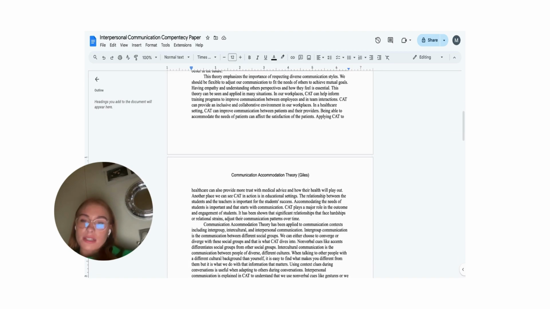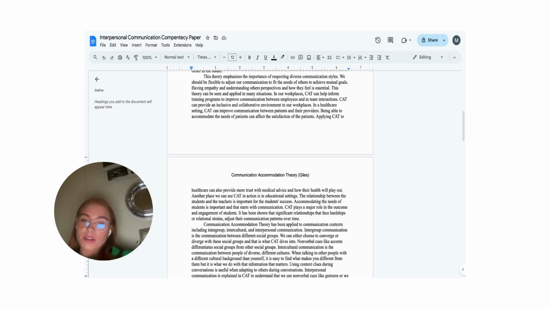This theory emphasizes the importance of respecting diverse communication styles. We should be flexible to adjust our communication to fit the needs of others to achieve mutual goals. Having empathy and understanding others' perspectives and how they feel is essential. This theory can be seen and applied in many situations.